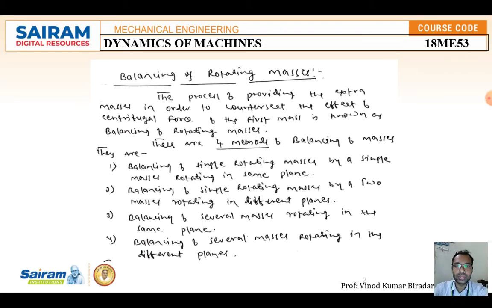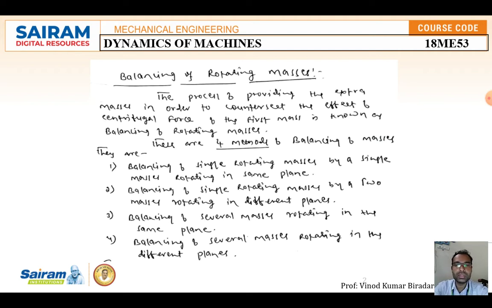The process of providing extra masses in order to counteract the effect of centrifugal forces of the first masses is known as the balancing of rotating masses. Normally, if you take any one shaft, there will be masses mounted on that shaft. If you give some speed, there is a chance of producing vibration. To make it balanced, we add some extra masses to make it perfectly balanced. That is the definition of balancing of rotating masses.